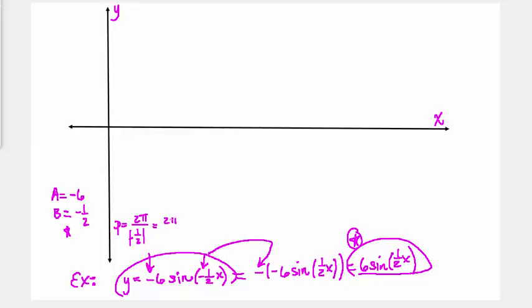So 2 pi divided by 1/2, do a little algebra here to simplify this, would end up being 4 pi. All right, so 4 pi is now the new period of our graph. And we got that from our b value of 1/2 being plugged into this formula over here.